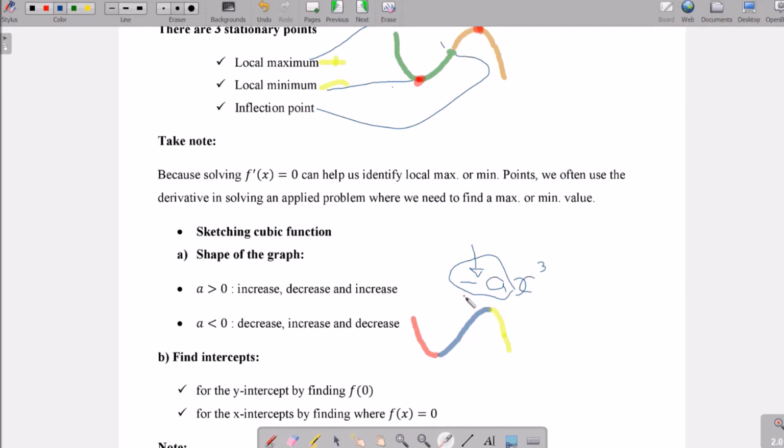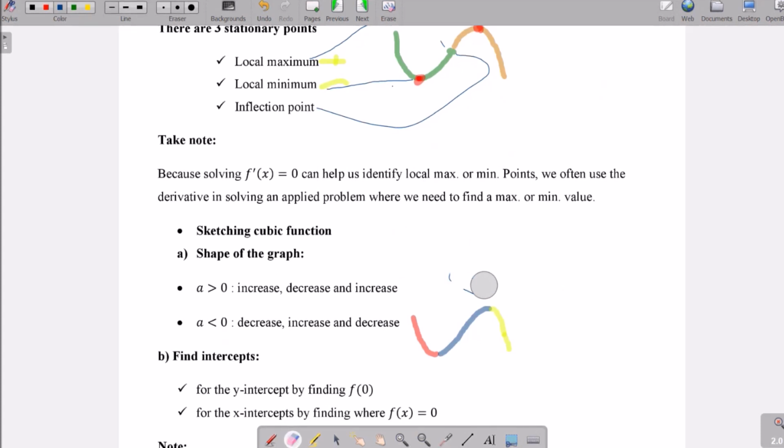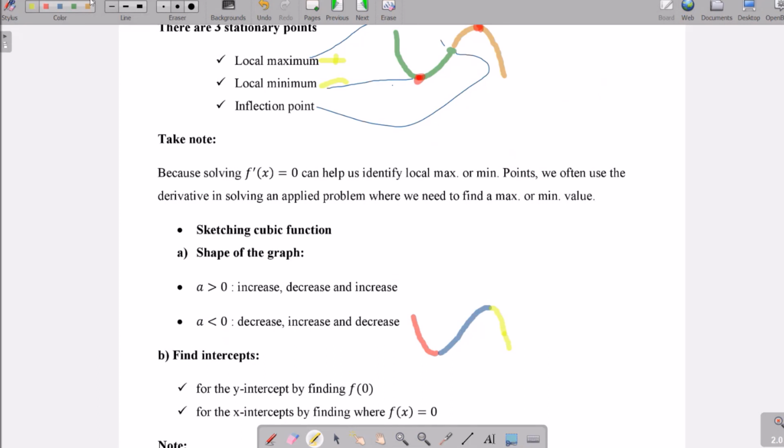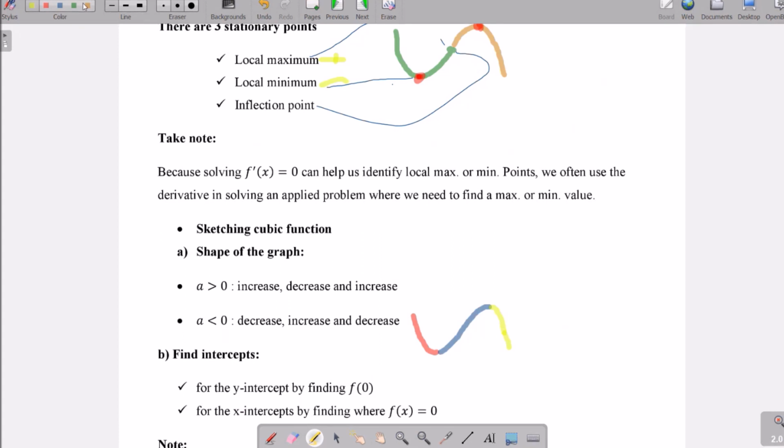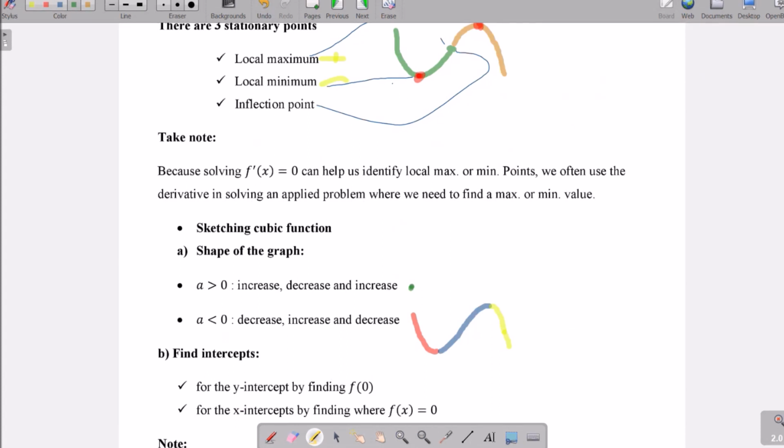Okay. Good. Then the second part, which is a greater than 0, which means the value of a now is positive. What do they mean the value of a now is positive? Let's see if the value of a is positive. They say the graph increases and then it decreases and then it increases again. It automatically tells us the graph is drawn from the bottom going up.